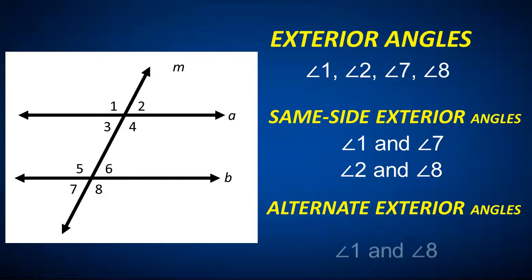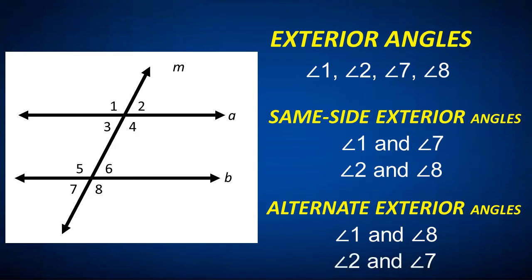So alternate. So let's have angle 1 and angle 8. Angle 1 and 8 are exterior angles, correct? Angle 1 is on the left side, angle 8 is on the right side. So they are alternate. Very good. And another is angle 2 and angle 7. So correct. So those are the exterior angles. So we are clear with interior angles and exterior angles.